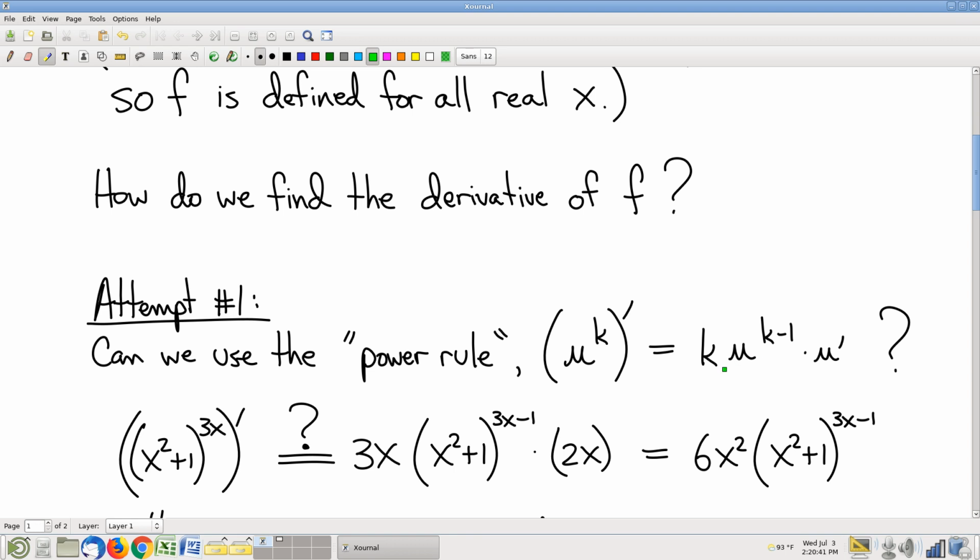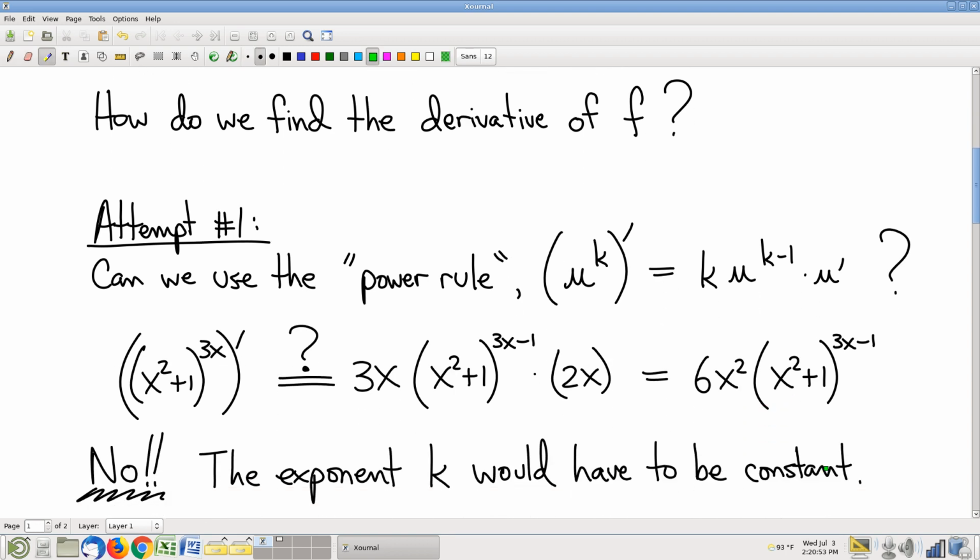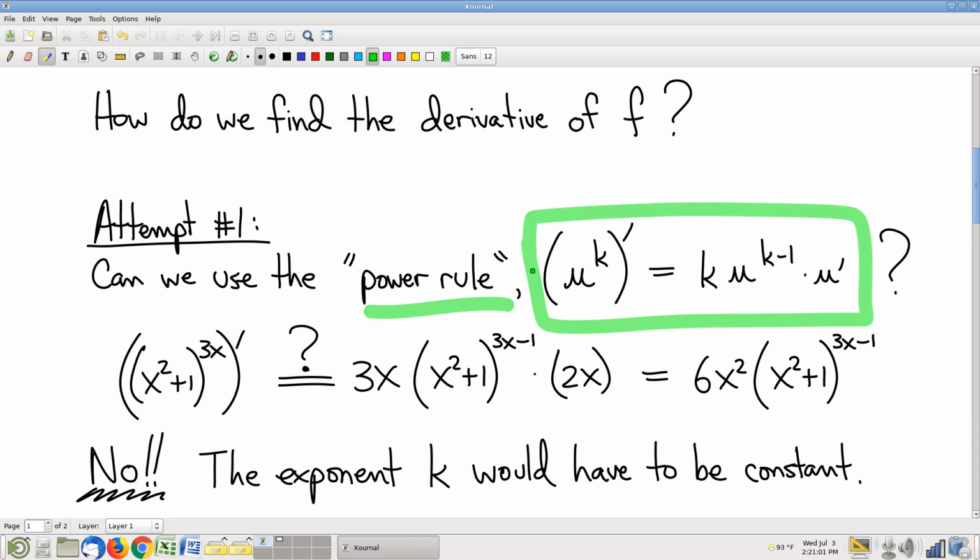Well, following this rule, I get that, and a little bit of a simplification gives me this. Now, is this okay? Can I do this? And unfortunately, very much no. You can't do this. This does not apply, because the power rule, this generalized power rule, requires that the exponent be constant.